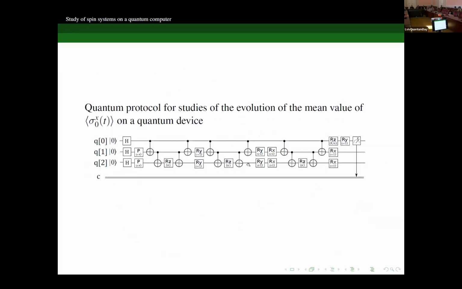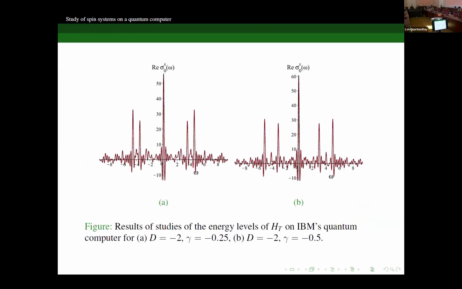This here is the protocol. I omit details. Once more, here we have the Hadamard operator for preparing the initial state. A very important moment for this method also. So here is the energy level which we get. Once more, we obtain a very good result. So we can observe the phenomenon of spin tunneling, spin 1 tunneling, using a quantum computer.